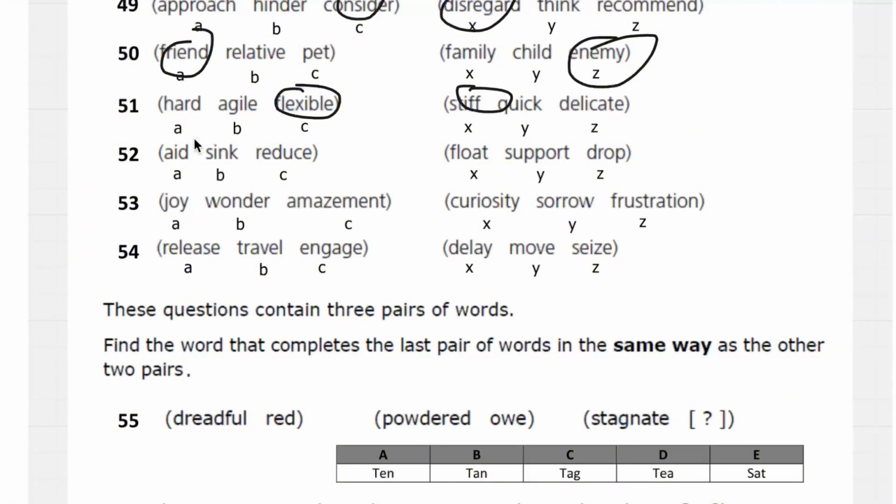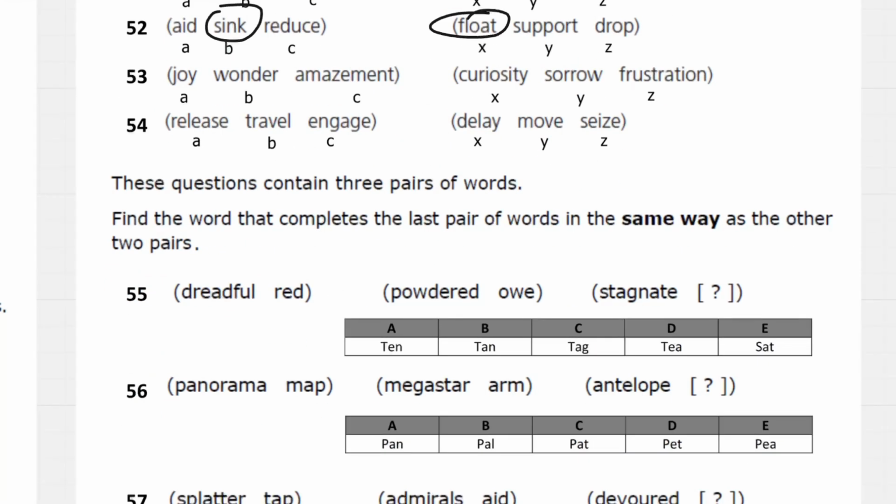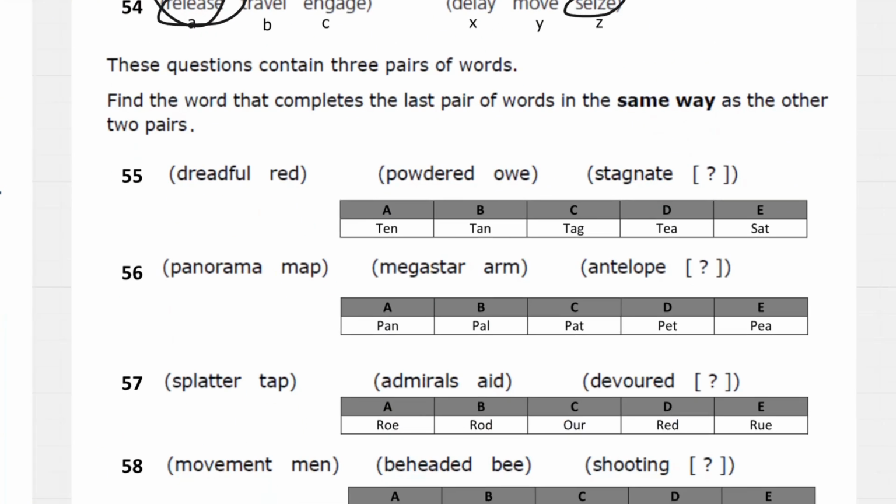52, we would get sink and float, for example, a boat. Those are complete opposites. And then 53, we can do joy and sorrow. One's happy, one's sad. And then 54, we can do release and seize. If you release a hostage or seize a hostage.